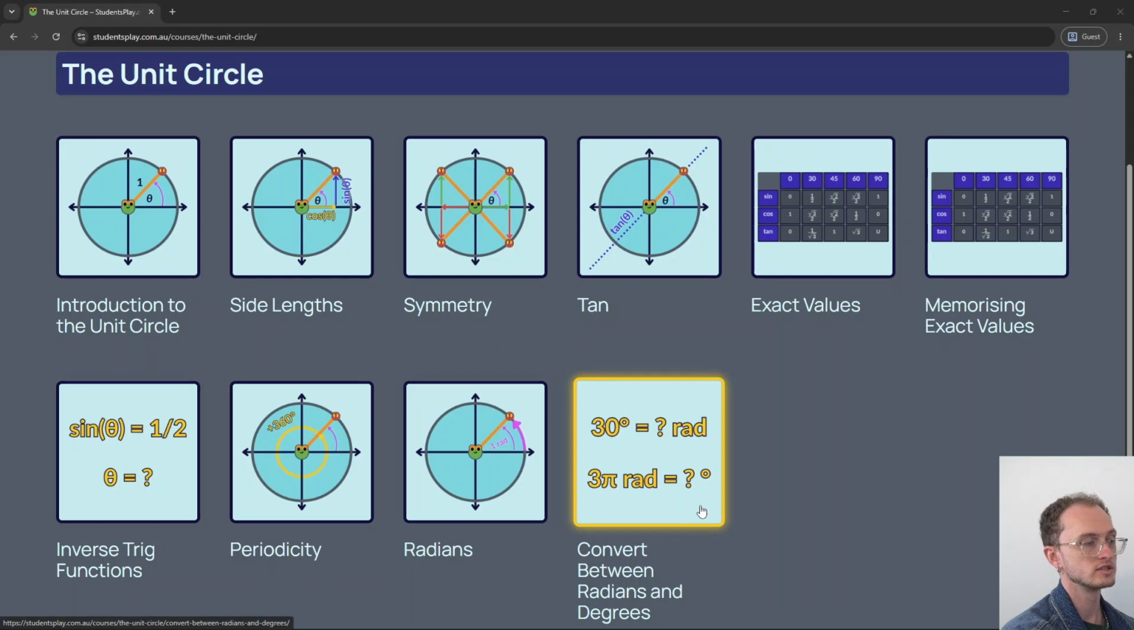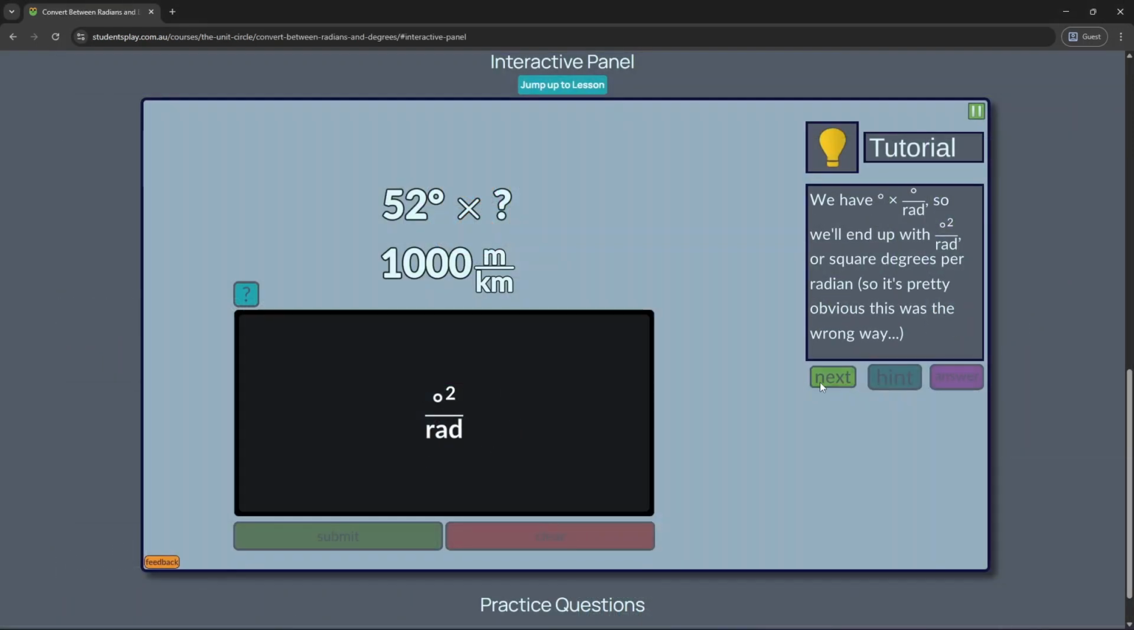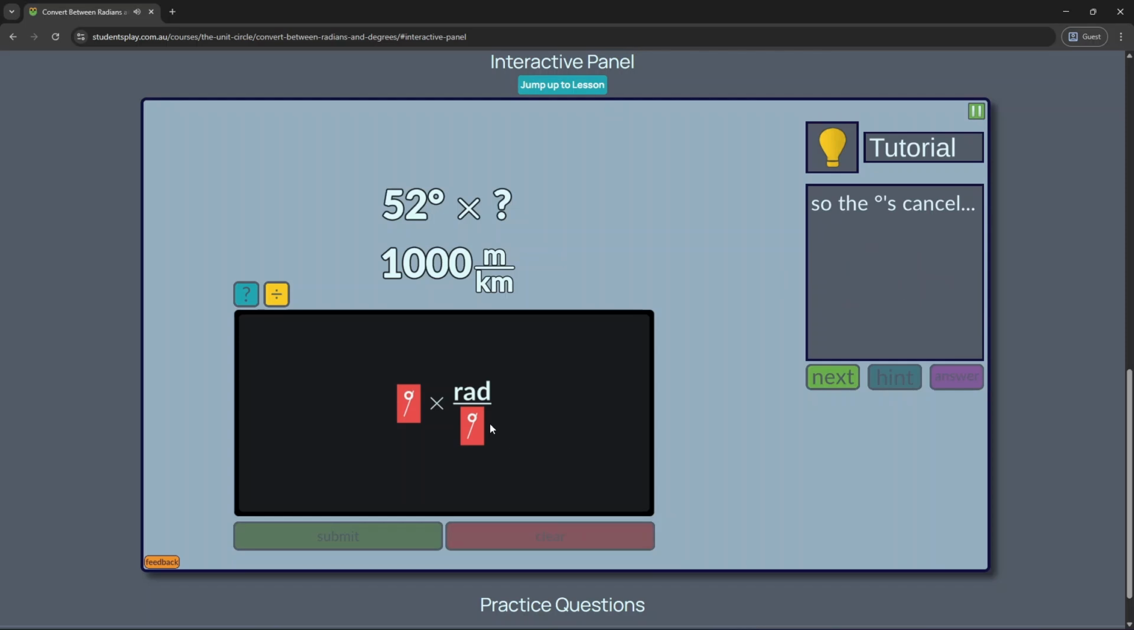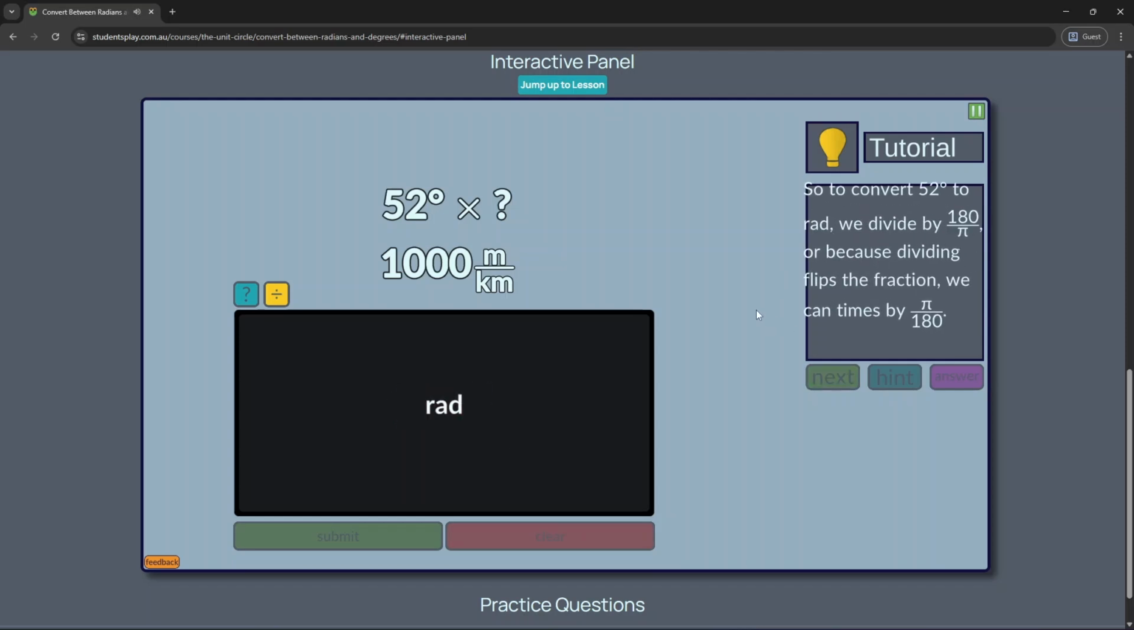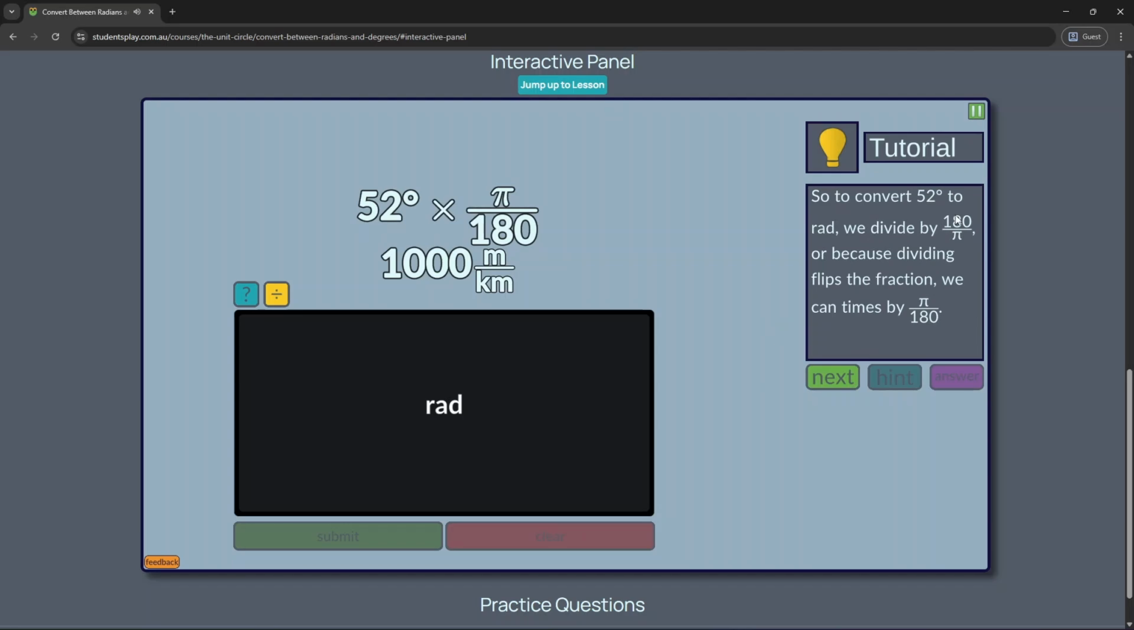And then the last lesson is just how do we convert between radians and degrees, and a nice little method that I've found helpful with students to remember, you know, are we going to times by pi on 180? Are we going to times by 180 on pi? And how to go through that, and then some practice questions for that.